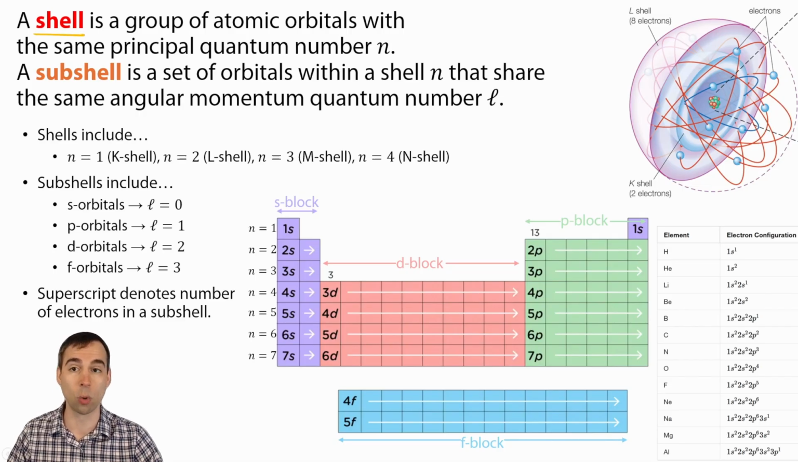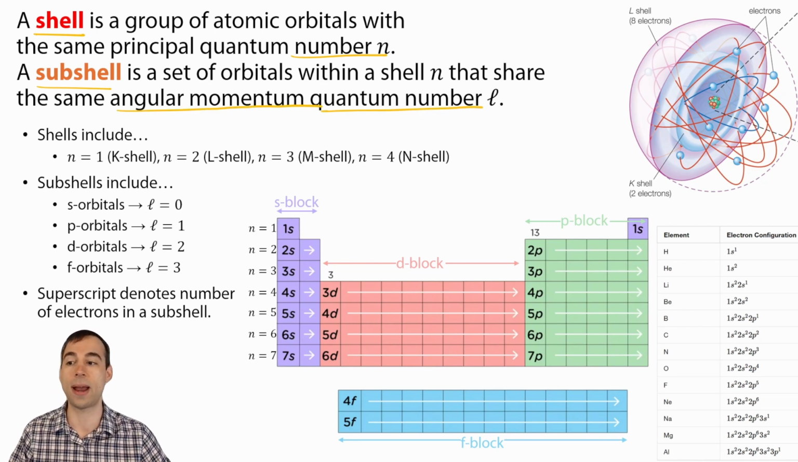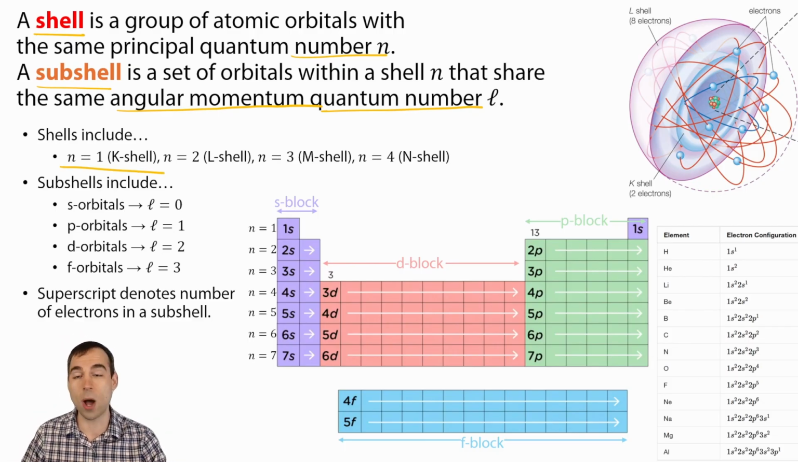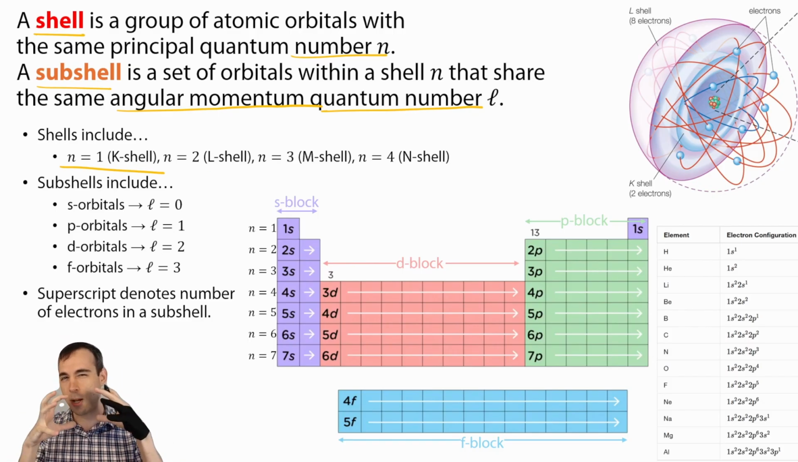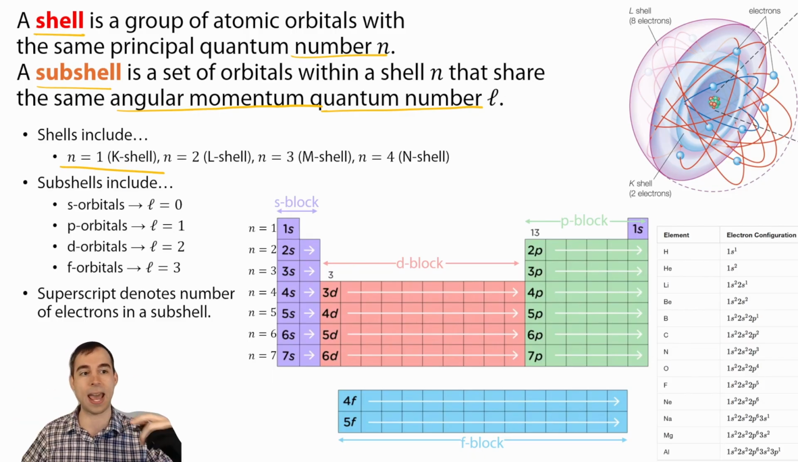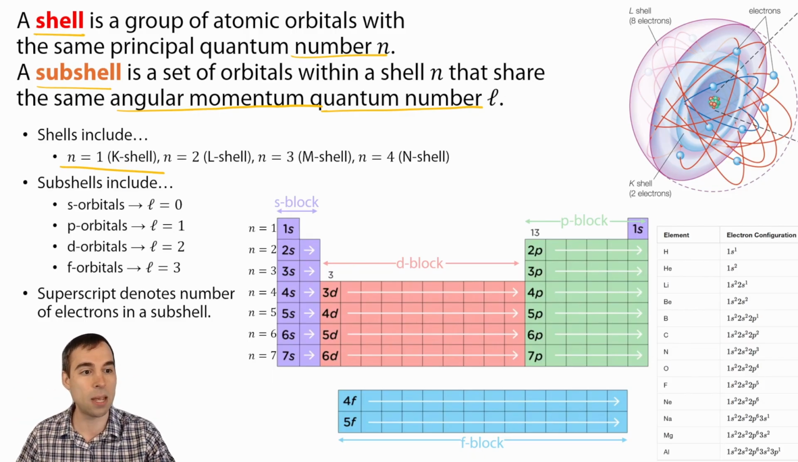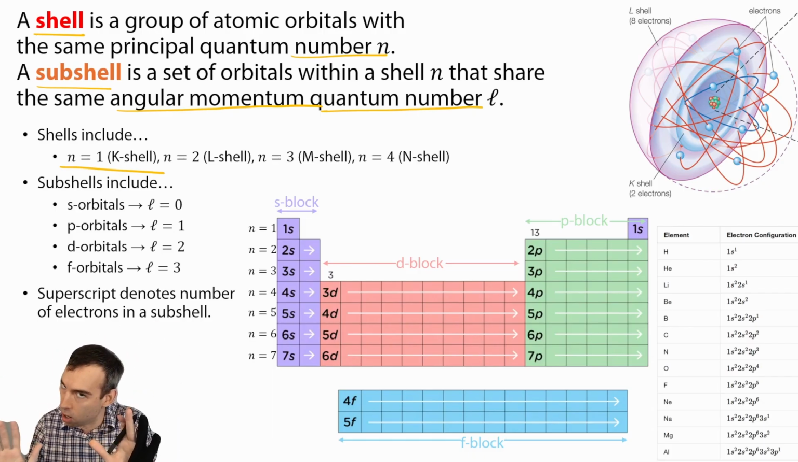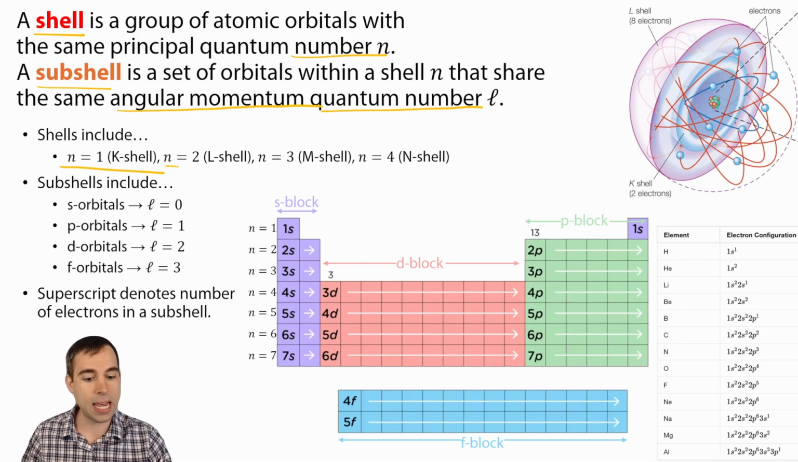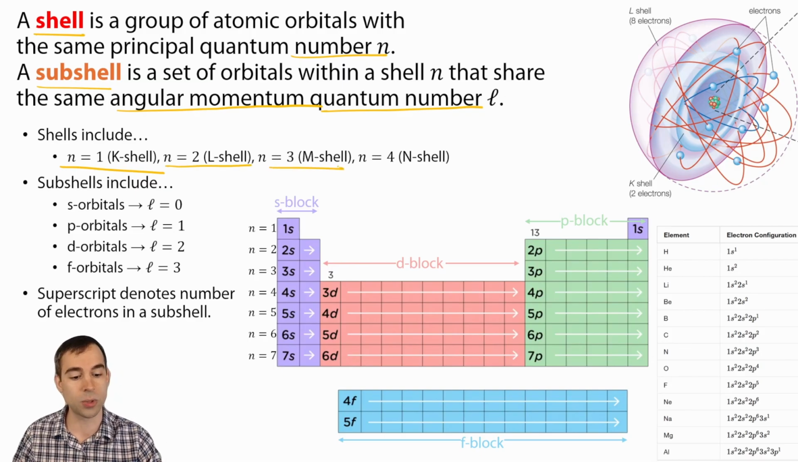A shell is a group of atomic orbitals with the same quantum number n. And a subshell is a set of orbitals within that shell n that has the same quantum number L, the same angular momentum quantum number L. So the shell designations would include numbers like n equals 1. That's called the K shell. And those are the smallest energy orbitals in an atom. And so you can envision them as this tight blue circle with other electrons orbiting around in every which way, only at allowed energy states. The n equals 2 shell is called the L shell. The n equals 3 is the M.